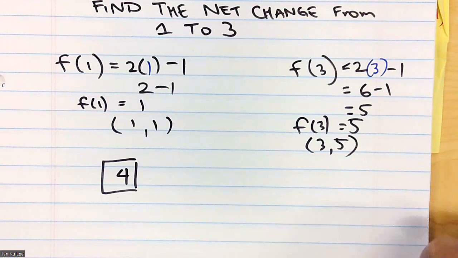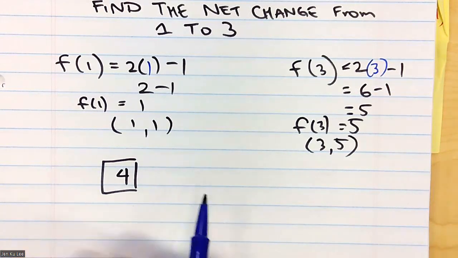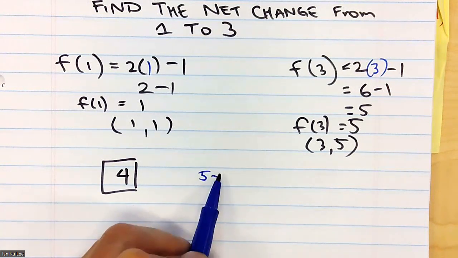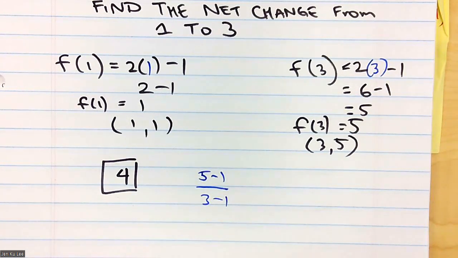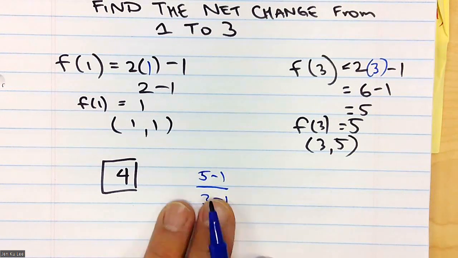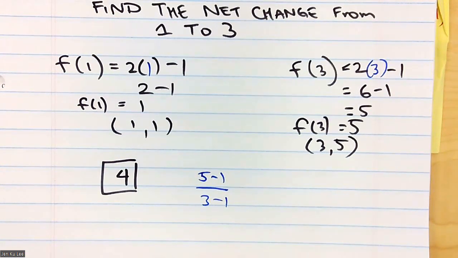When you thought about it, I just want to know, when I asked you for the slope, who did the 5 minus 1 over 3 minus 1? Okay, you did it algebraically. Who just looked at the equation?